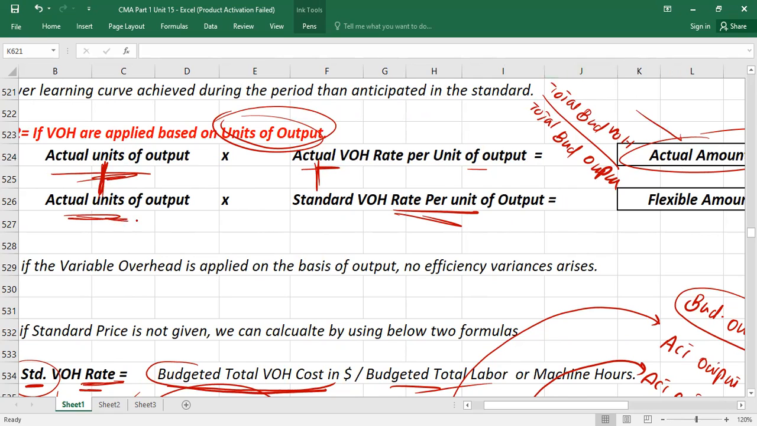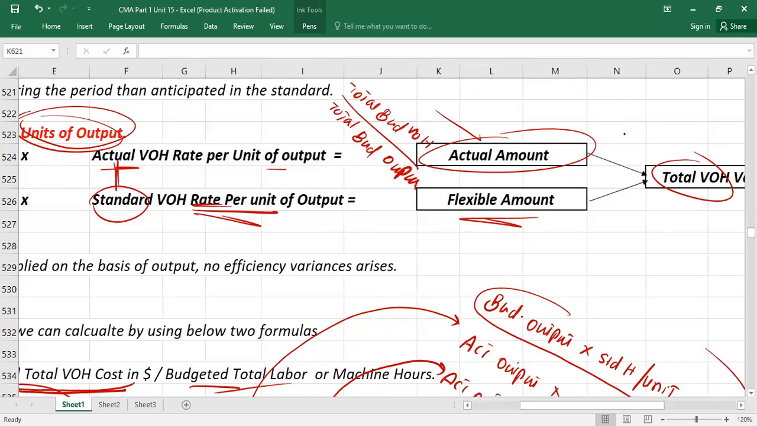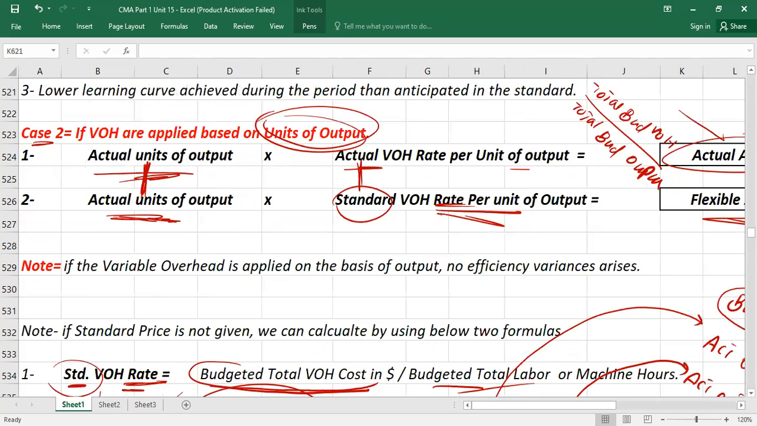The second line is what? Actual units of output. Output is actual, but which rate are you using? Standard rate. So this is called the flexible amount. And this will directly give you which variance? Total variable overhead variance. Please remember, I would say it is a rate variance because it's a difference of rate. Now look at what is a note. If variable overheads are applied on the basis of output, so what is it?